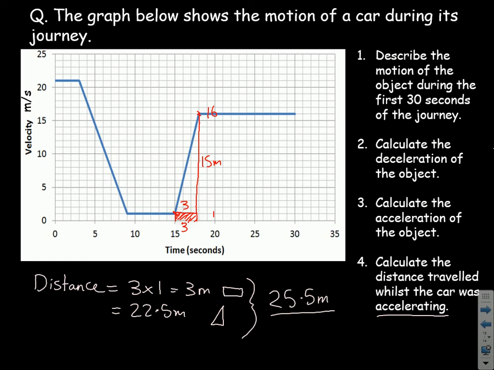So that's the total distance travelled whilst the car was accelerating. It's important to read the question because you could quite easily spend some time trying to calculate the area of everything, the area underneath the graph, and you don't. You only need to work out the area underneath the graph where the object was accelerating.